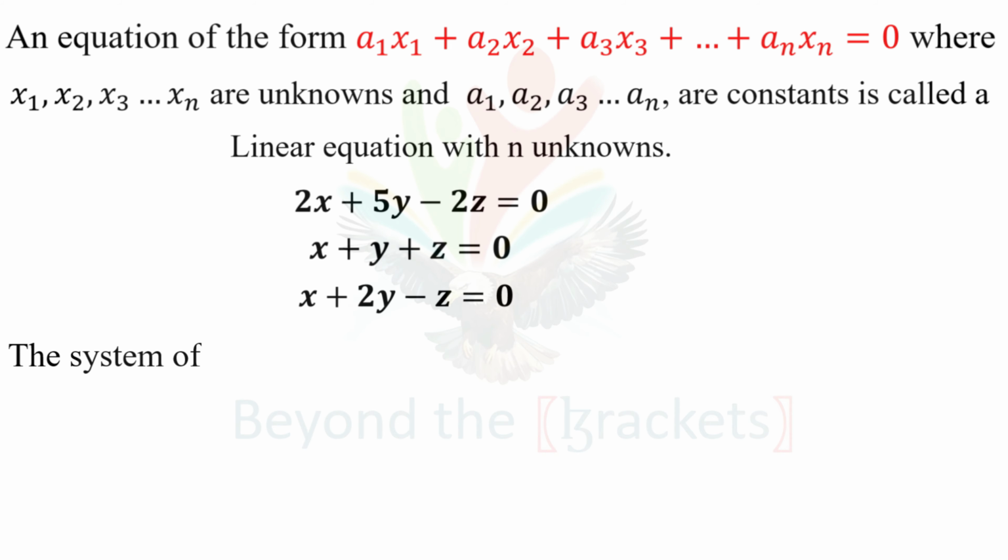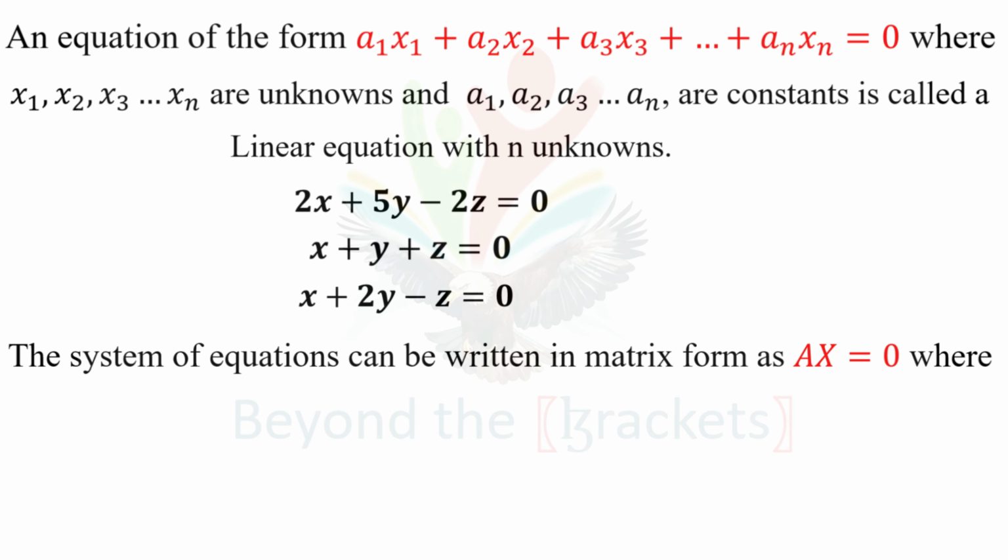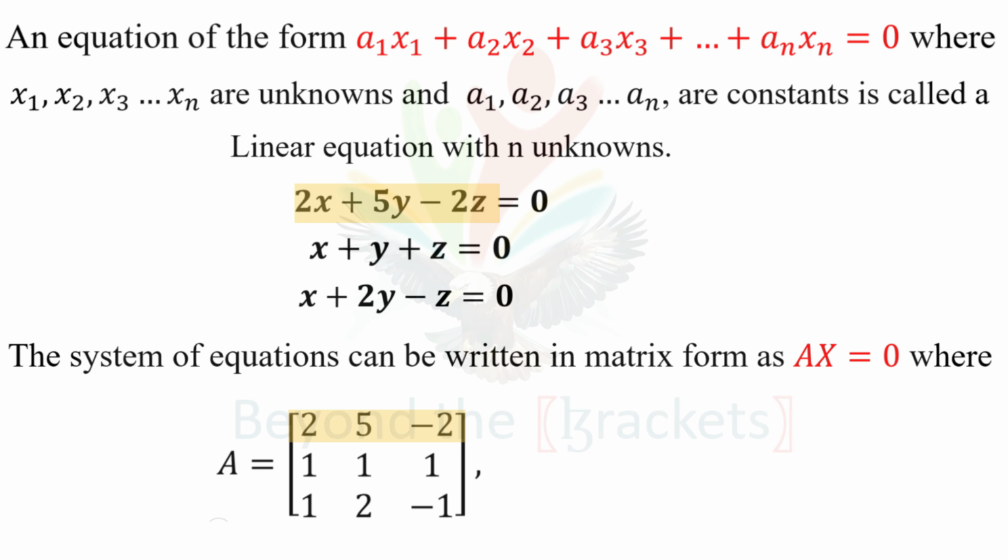This system can be expressed in the matrix form as Ax is equal to 0, where matrix A represents the coefficient matrix containing the coefficients of x, y, and z, wherein the first row contains the coefficients of x, y, and z from the first equation, the second row has coefficients of x, y, z from the second equation, and the third row has coefficients of x, y, z from the third equation. Matrix X represents the column matrix of variables. Here they are x, y, and z, and then the zero matrix which has zeros from the right hand side.